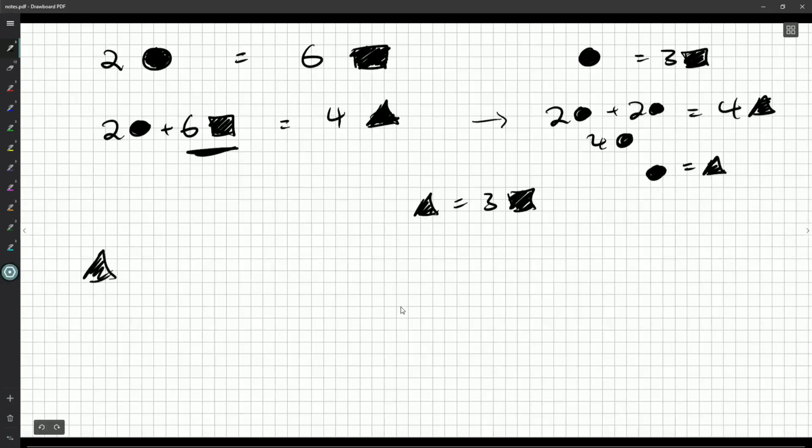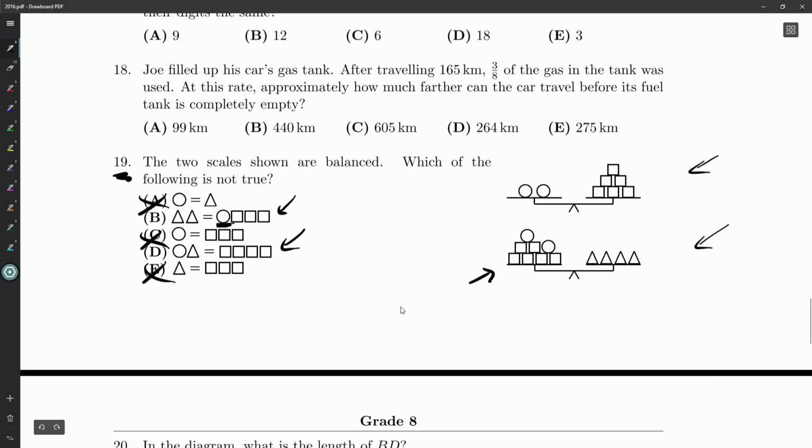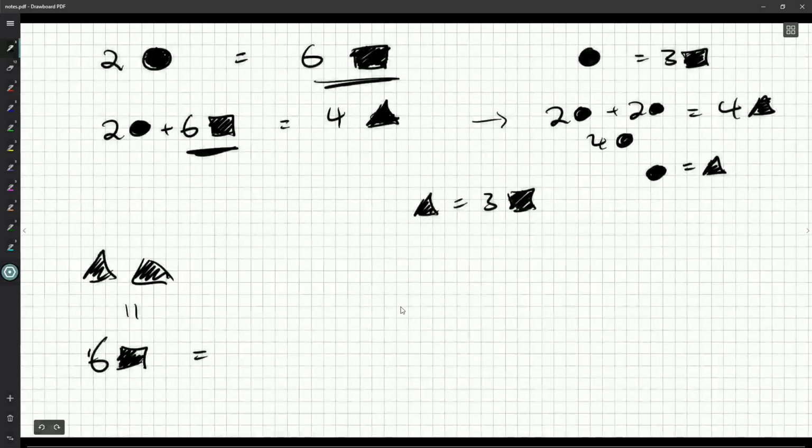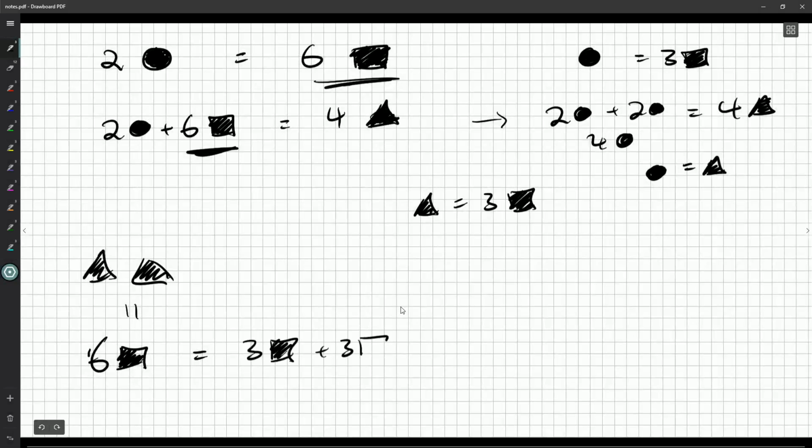So I've got 2 triangles, and that's going to be equal to 6 squares. Okay. And then they ask, is that also the same as a circle and 3 squares? So if I split up my 6 squares, I'll have 3 squares and 3 squares. And then I already know that one of these sets of 3 squares can turn into a circle. So that would be a circle and 3 squares. So B is also true, and therefore not the answer.